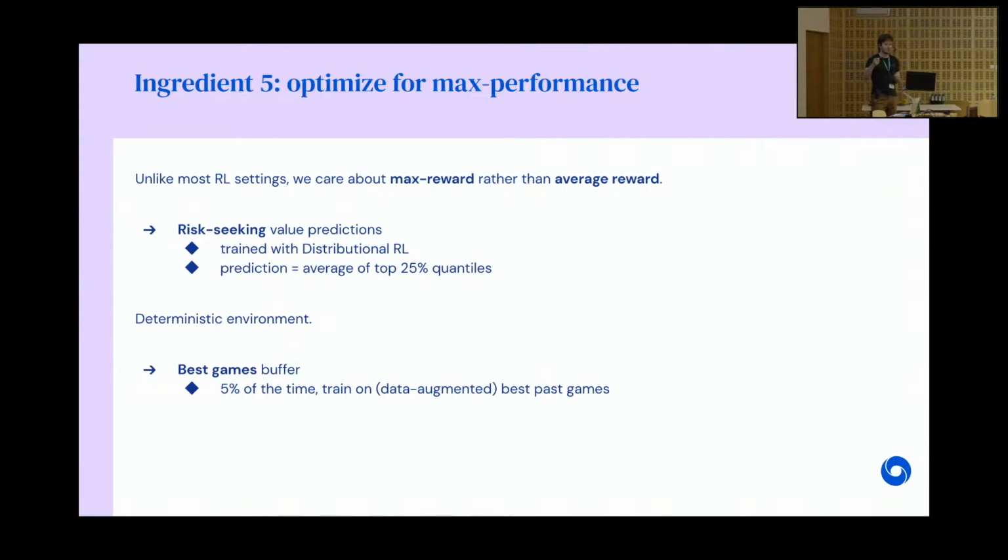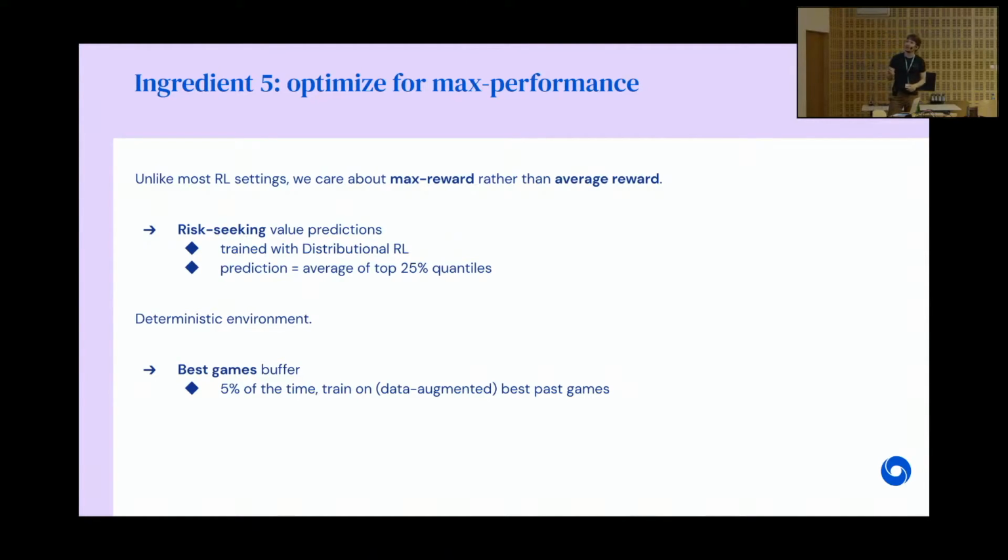deliberately make the agent more risk-seeking. And in particular, we did this in the part where the agent predicts the value of a specific state. So when the agent reaches a state in the game, the neural network has to predict how promising this state looks like. What is the distribution of future rewards from this state?